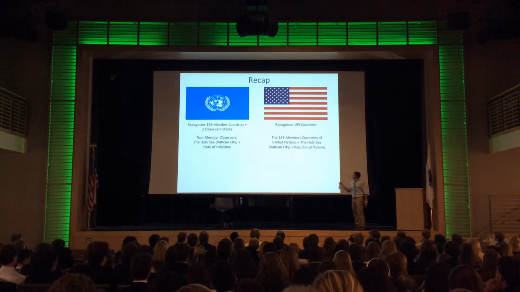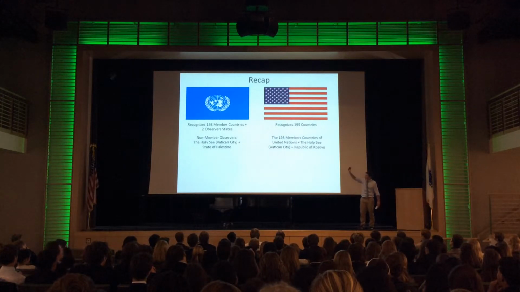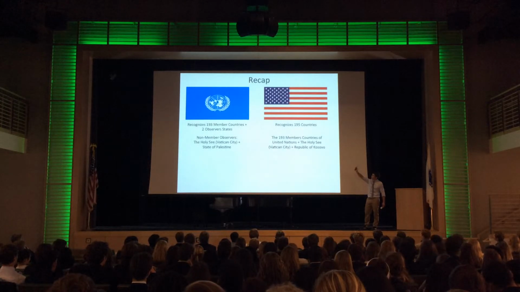Just to recap really quickly, there are 193 member countries of the UN and 2 observer states. The United States recognizes 195 countries on the other hand. The non-members are the Holy See and the State of Palestine, and the United States recognizes 193 members, plus the Vatican and the Republic of Kosovo, which the UN does not recognize, and the United States does not recognize the State of Palestine as anything.